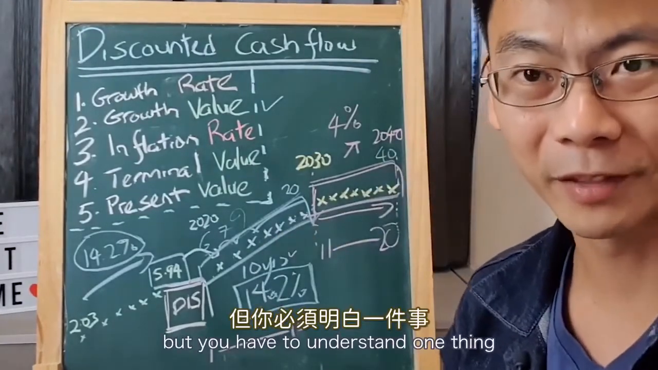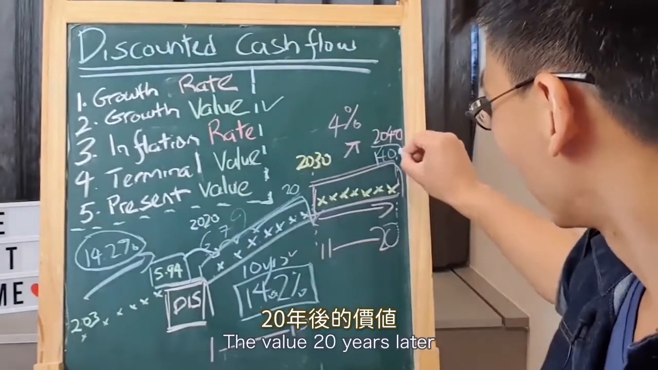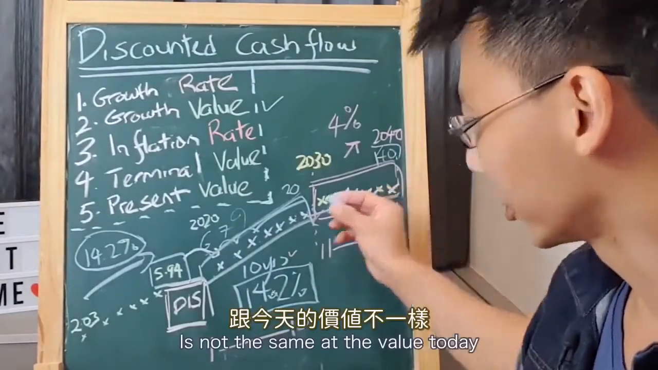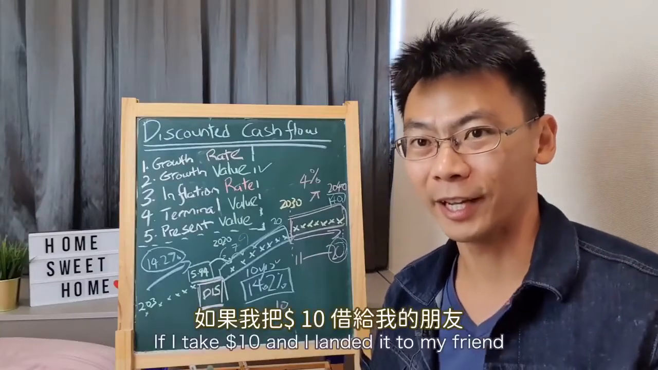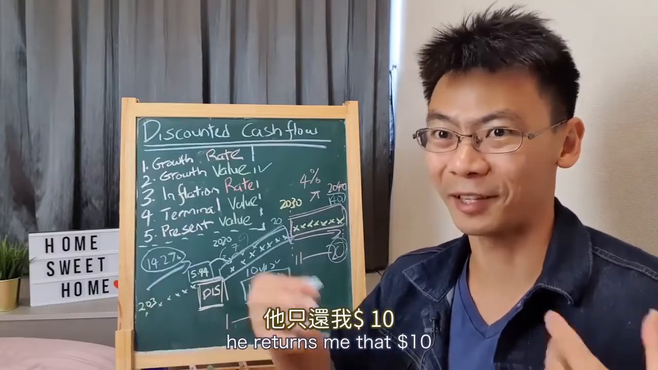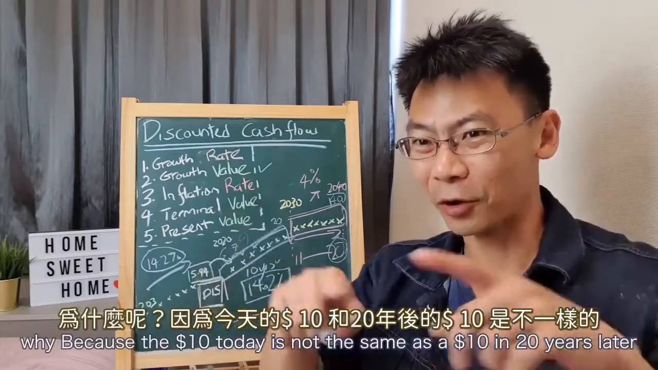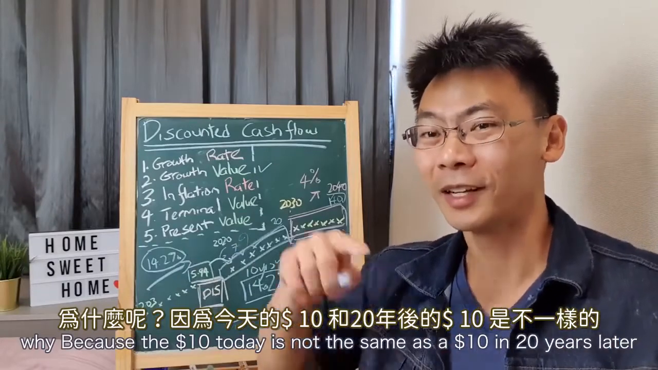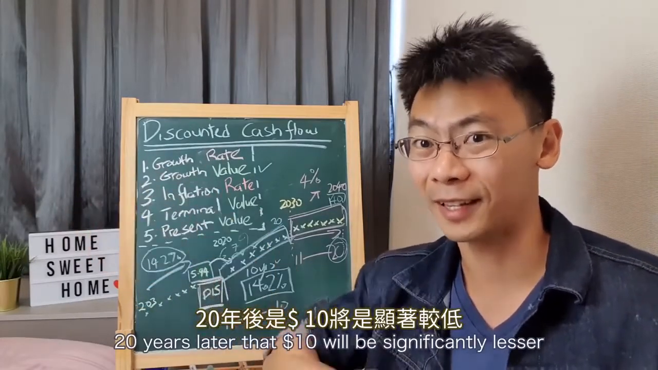But you have to understand one thing. The value 20 years later is not the same as the value today. Now, very simply put, if I take $10 and I lend it to my friend, and 20 years later he returns me that $10, I will be pretty upset. Why? Because the $10 today is not the same as the $10 20 years later. 20 years later, that $10 will be significantly lesser.